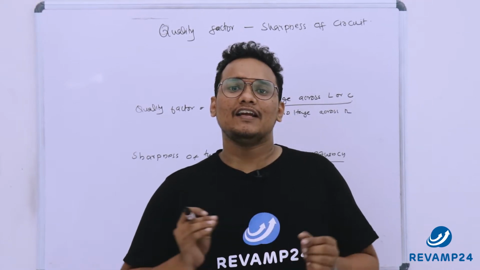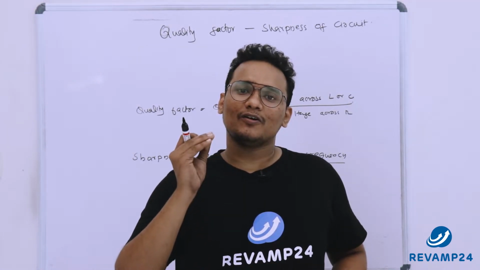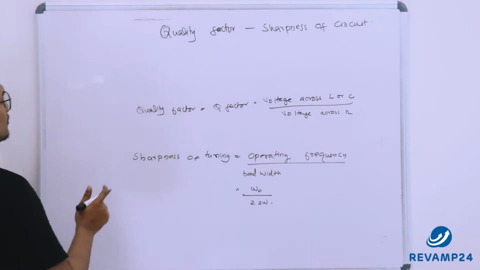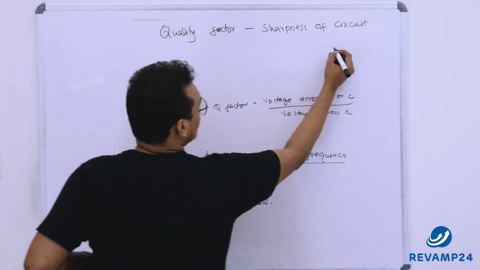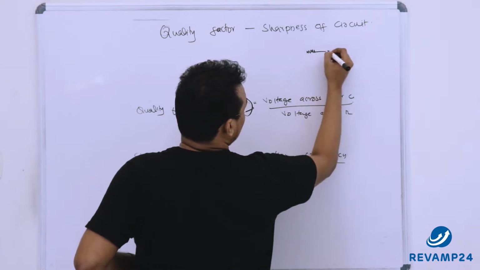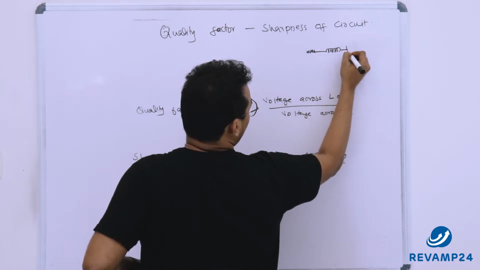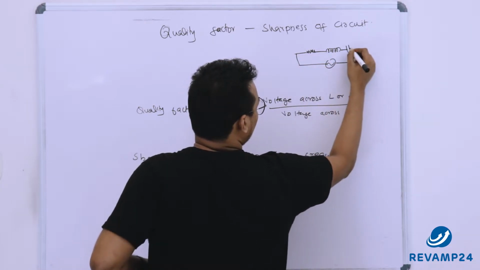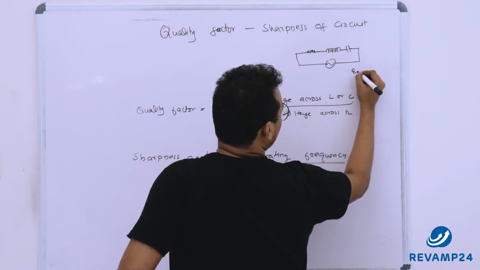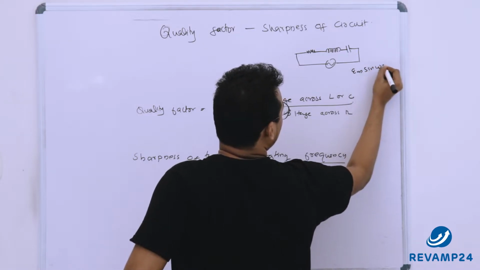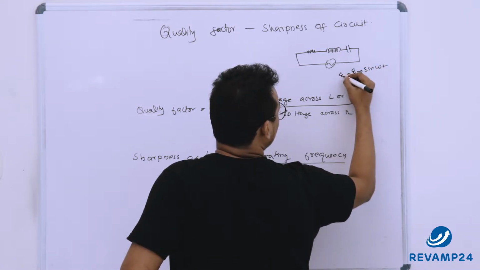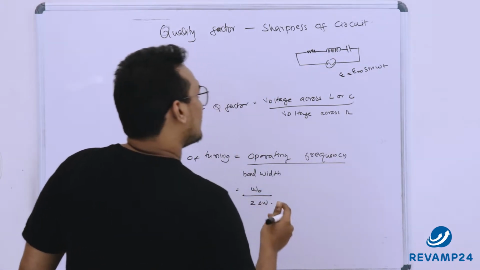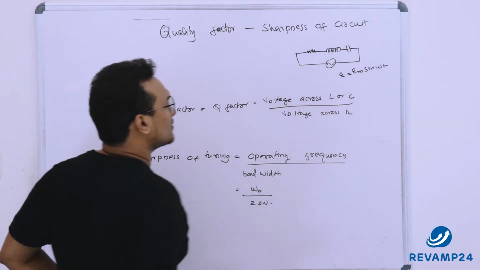In this video, I will explain the quality factor, or sharpness, of a circuit. Now, in an LCR circuit, resistance, inductor and capacitor, I am giving an input, and the input is Em sin omega t. Let's say this is a tuned circuit.